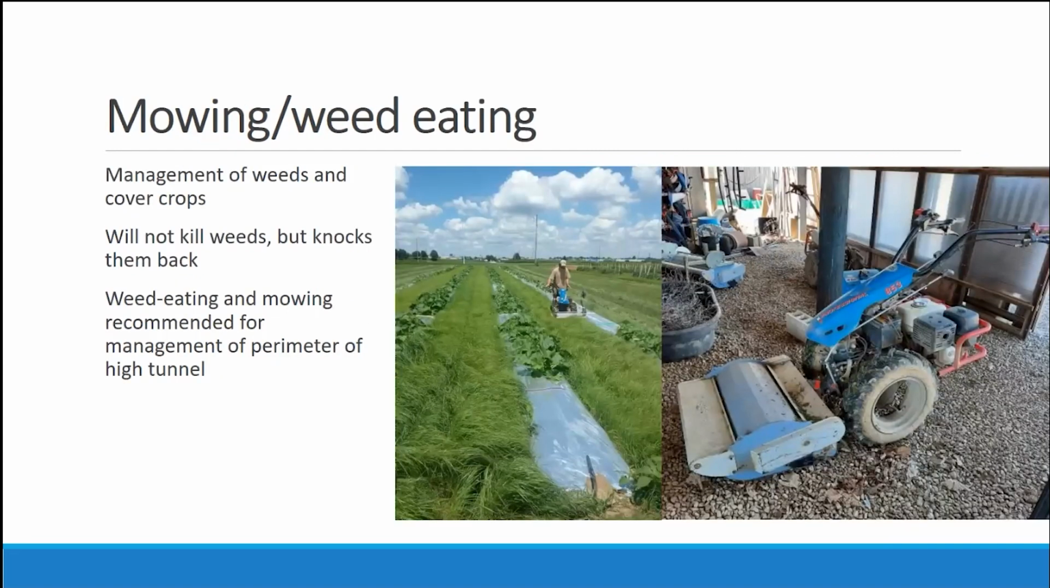Mowing and weed eating. So we use the mower primarily to manage cover crop near, like in this scene, and we've used it in the high tunnel too. It won't usually kill weeds, but it knocks them back and maybe buys you some time, right? But we certainly weed eat around the perimeter, and that is our preferred choice for managing weeds around the perimeter of our high tunnel. We put woven weed mat around the outside, and then we also follow with weed eating.